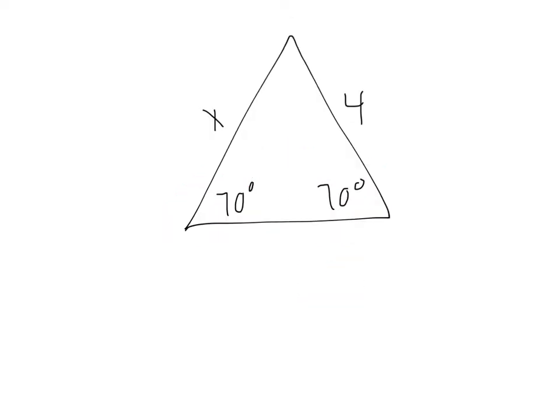Go ahead and pause it. Alright, this one works the opposite of that first one. So in this case, these are both 70, so it means they're equal, right? That makes sense. So the sides across from them are also going to be equal. So it makes these two sides equal. So if one side's 4, the other side's got to be 4 too.